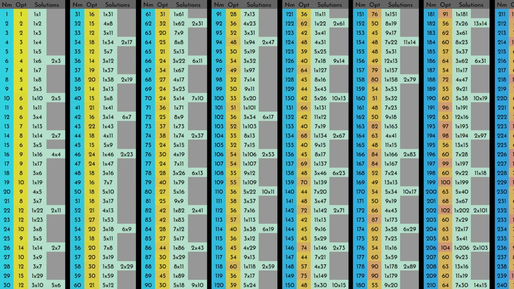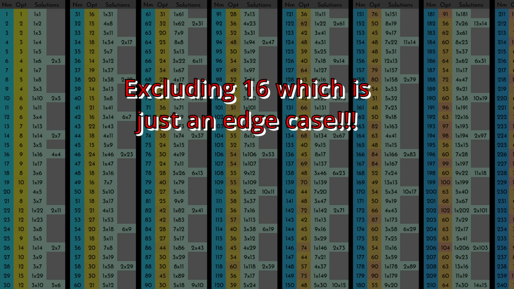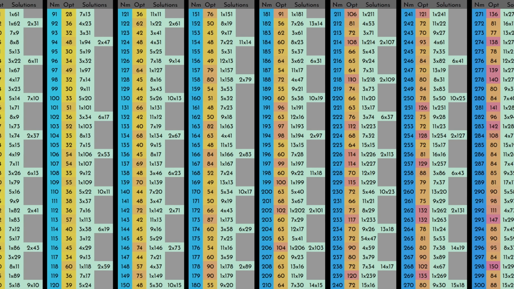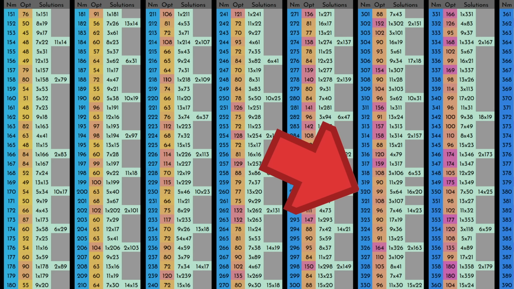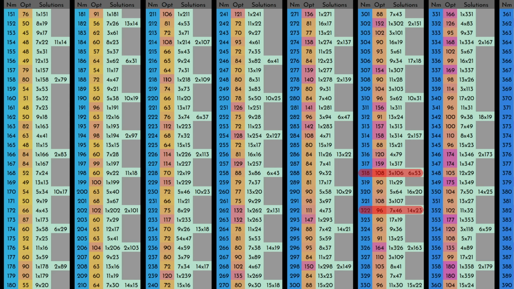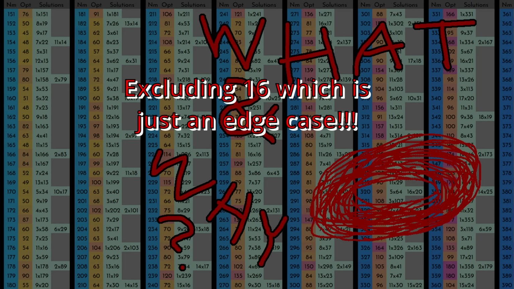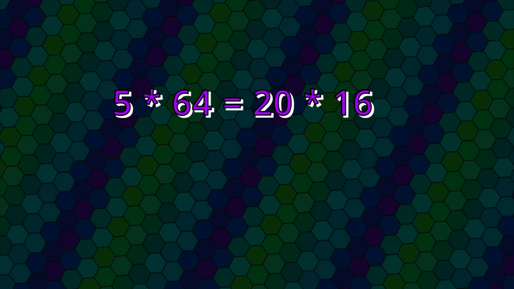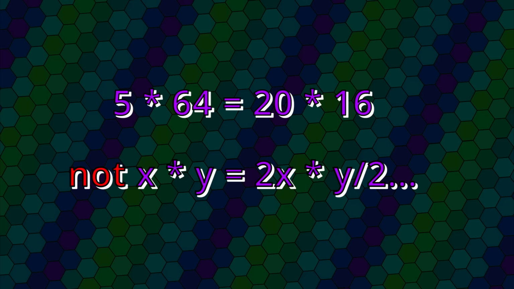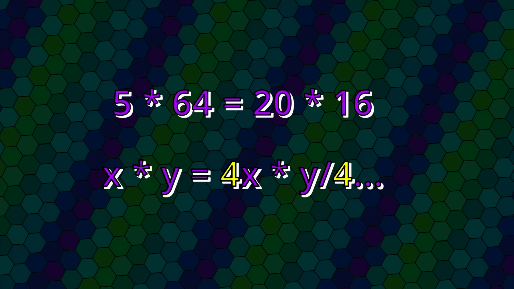There is one more exception to all of this though, excluding 16 as an edge case, and it's one thing that I truly cannot comprehend why it is doing what it is doing. The number 320. 320 is not in this every fourth number sequence. The numbers 318 and 322 are, and yet, for whatever reason, it is the singular number, excluding 16 as an edge case, not in that sequence that has 2 solutions. Even more bafflingly, its 2 solutions are 5 by 64 and 16 by 20, which is so close to being just like all the other ones, except instead of the 2 solutions being x times y equals 2x times y over 2, it's x times y equals 4x times y over 4.